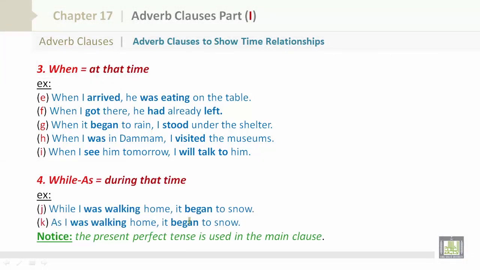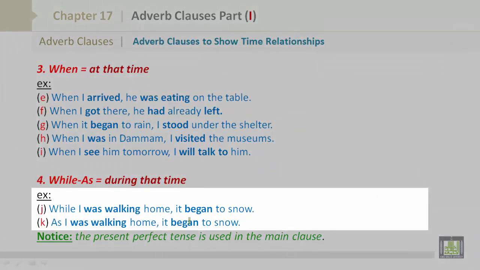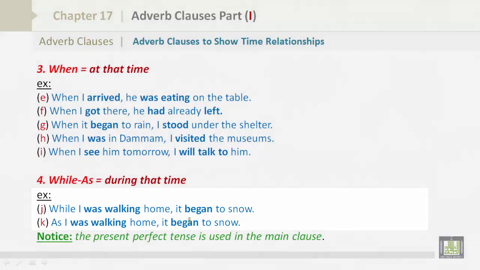Number 4, while, as. This is also during that time. For example, J, while I was walking home, it began to snow. K, as I was walking home, it began to snow. Notice, the present perfect tense is used in the main clause.